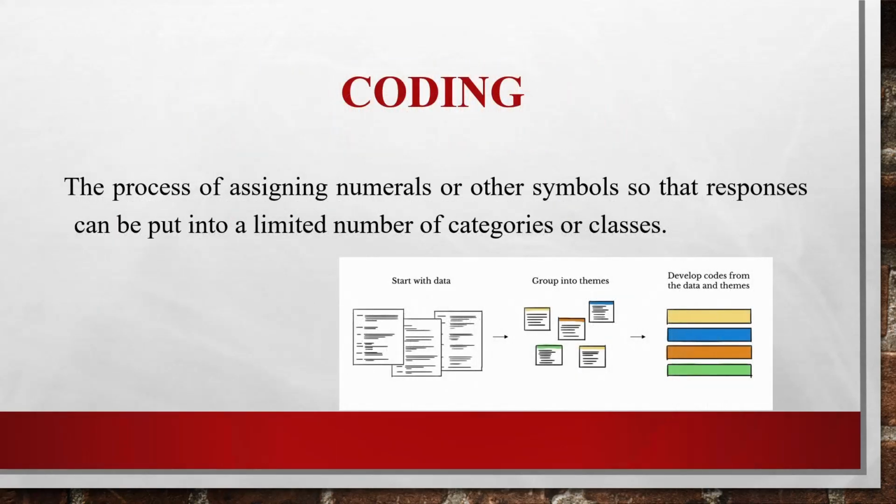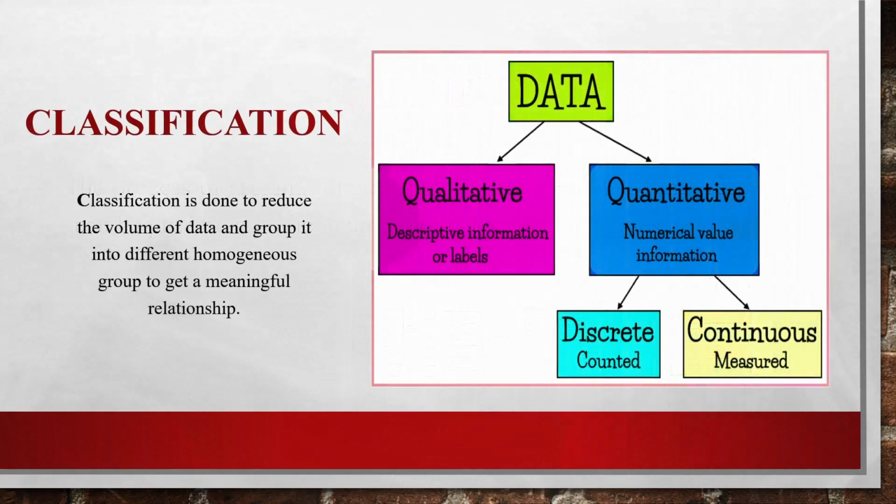Coding means assigning numbers or symbols to the data collected in order to differentiate it. For example, we can use different colors for different types of data, or short forms, or numbers. We can use alphabets like G for gender, M for male and F for female. Like that we can use different types of coding. After coding, it is classification. Classification is done to arrange the data into homogeneous groups.